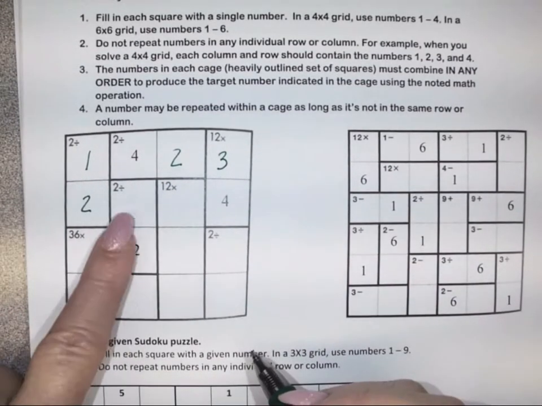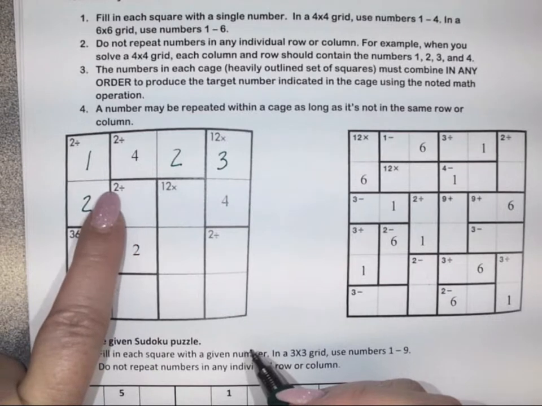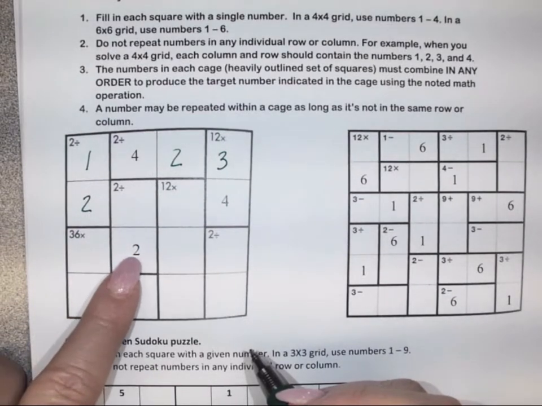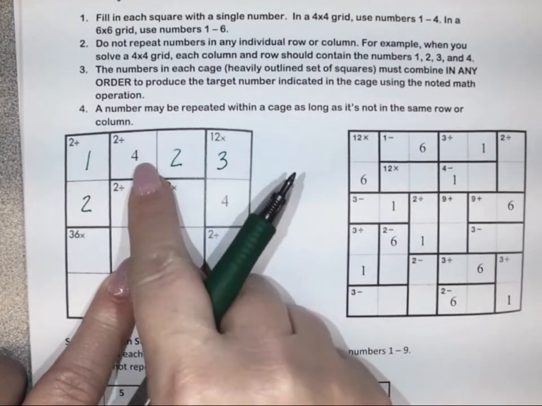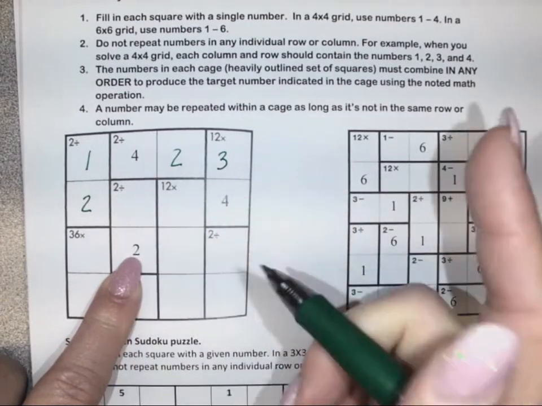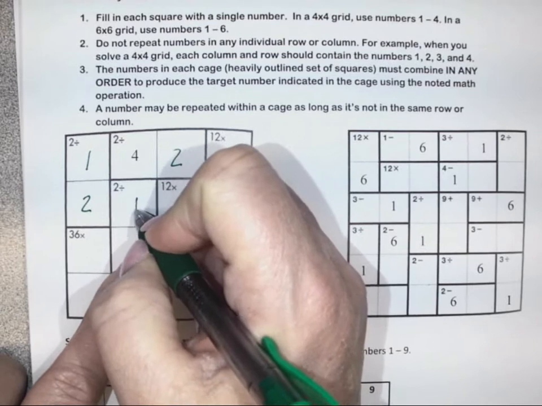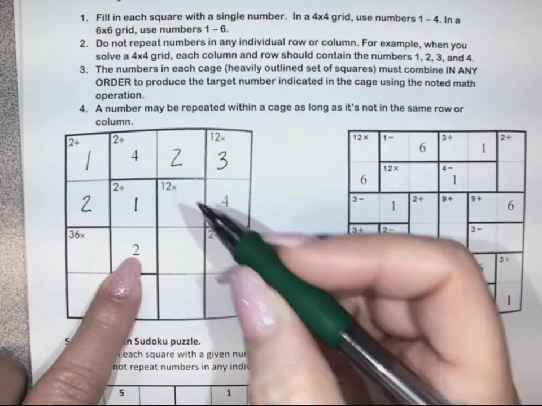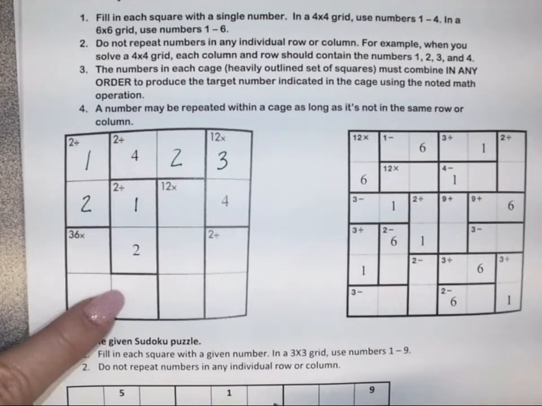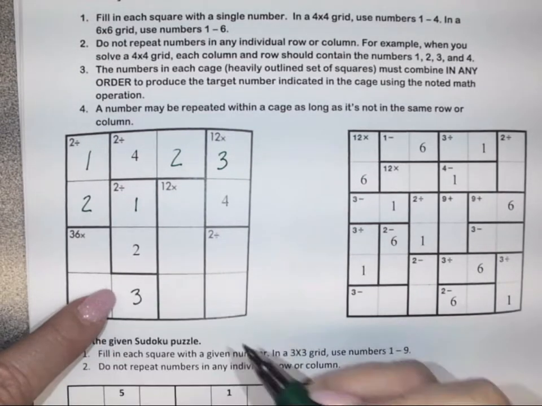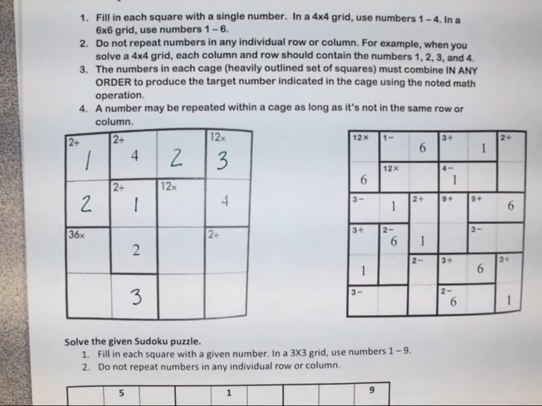Now this one, again, I'm getting an answer of 2 using division. I've got a 2. I can't use 4 because there's already a 4 in this column. So that means this is also going to have to be a 1. So 2 divided by 1 will get me 2. So that tells me I've got 1, 2, and a 4. This one down here has to be a 3. So you can use those.